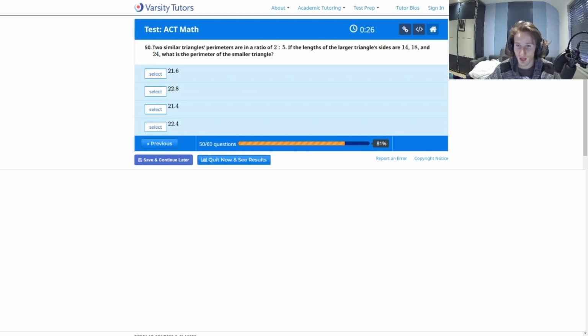Two similar triangles' perimeters are in those ratios. If the lengths of the larger one are these, what is the perimeter of the smaller one? So the larger one is 14 plus 18 plus 24. And then we divide that by 7, times it by 2.